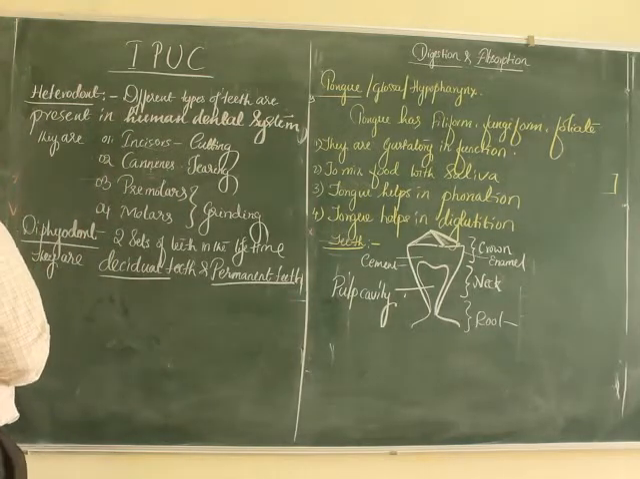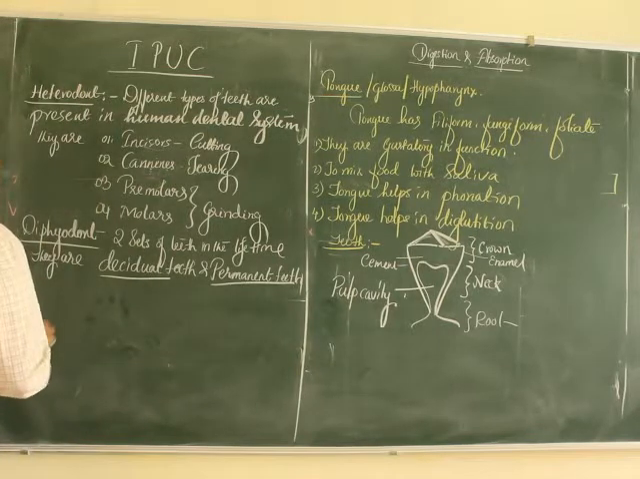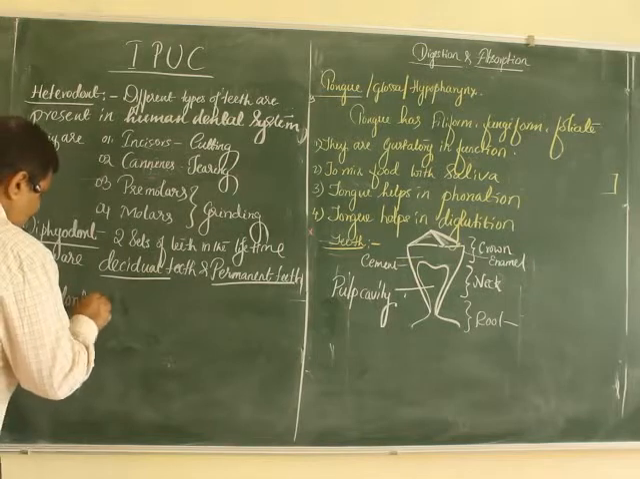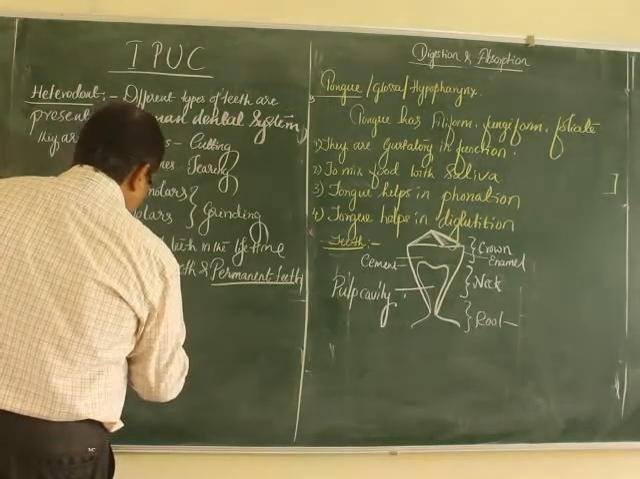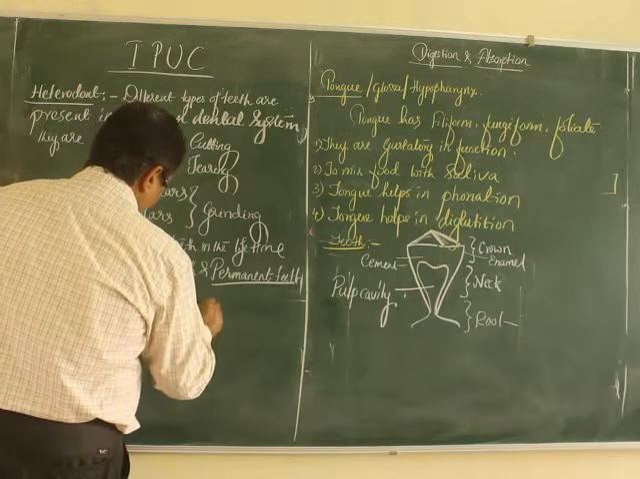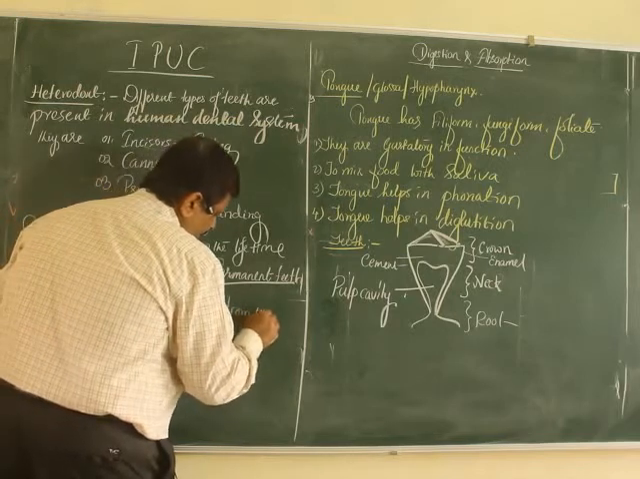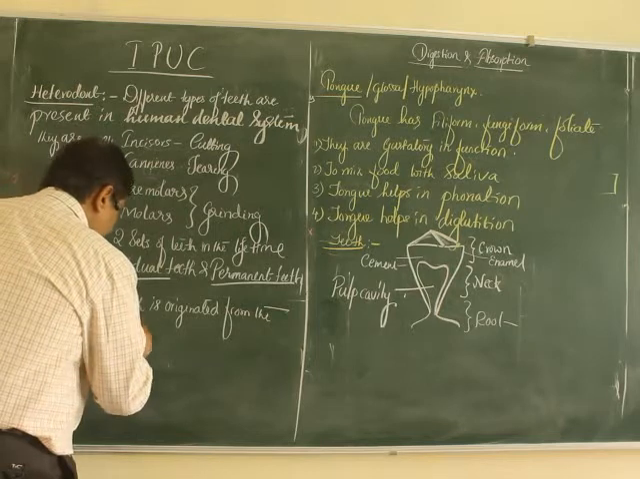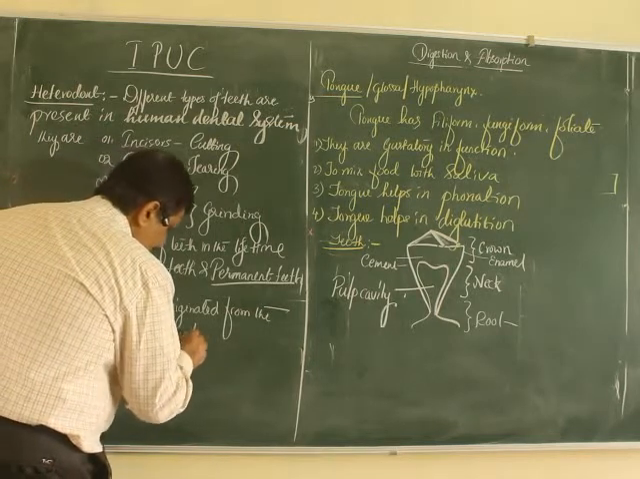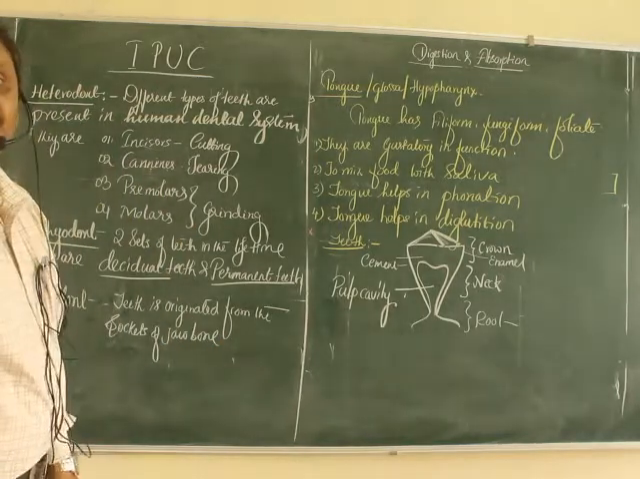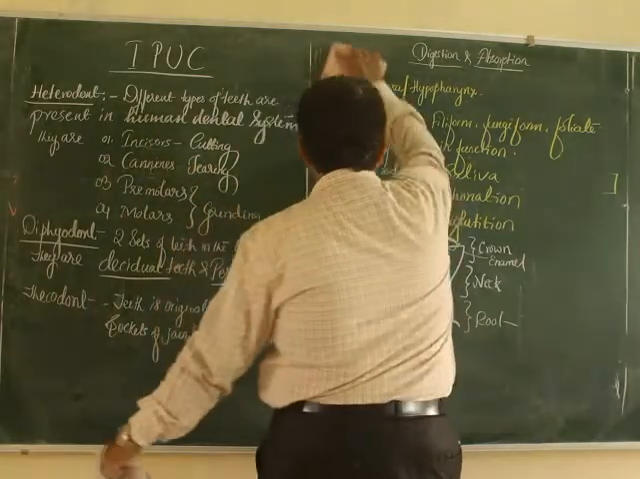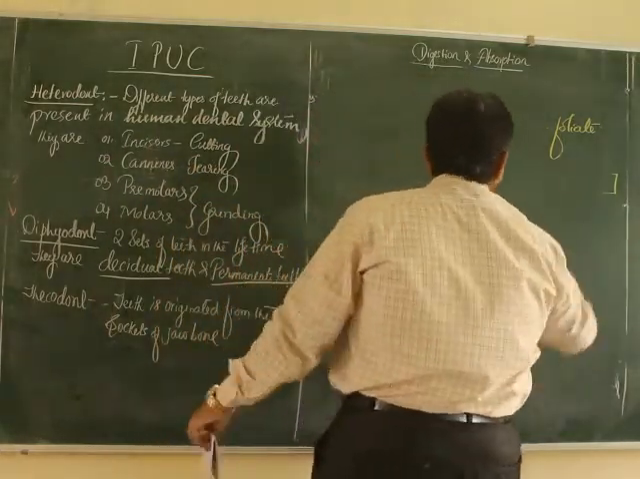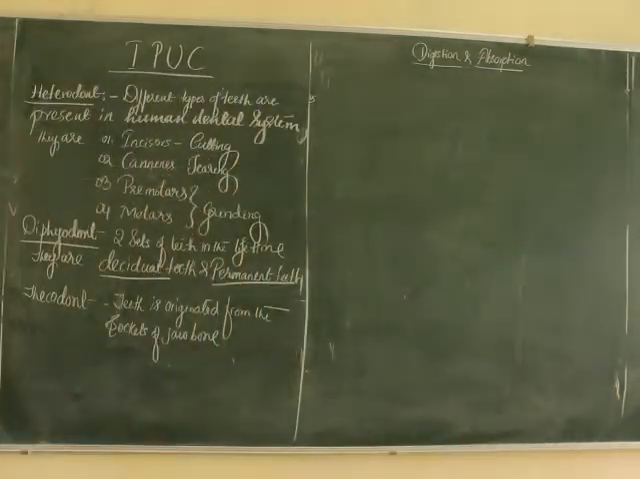So human teeth is also called heterodont, diphyodont and thecodont, because teeth originate from the sockets of the jawbone. Hence, it is called thecodont.